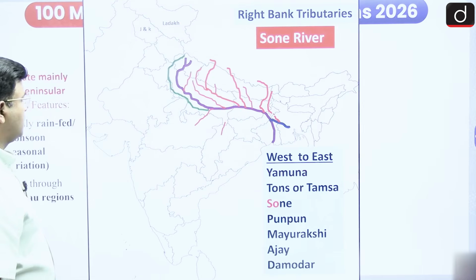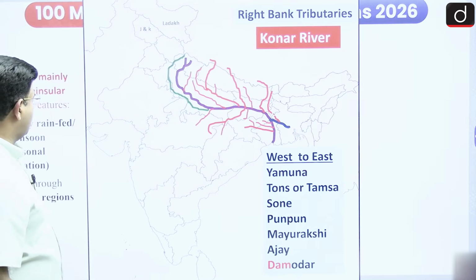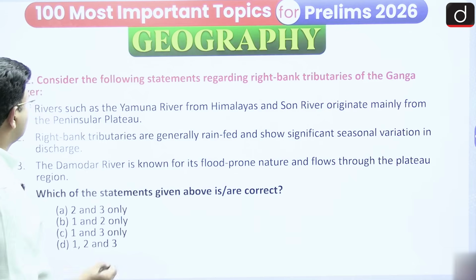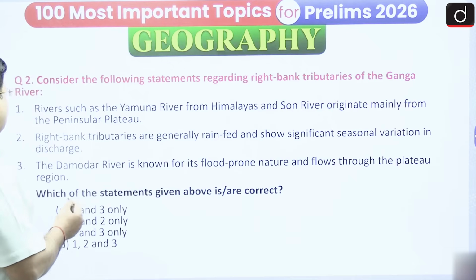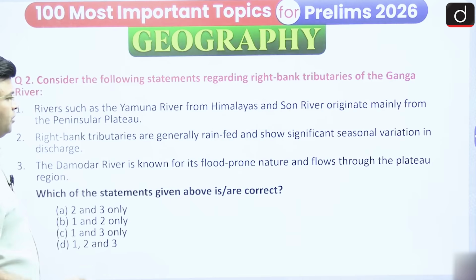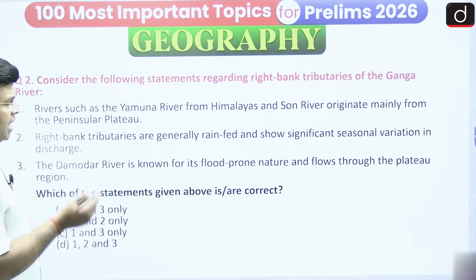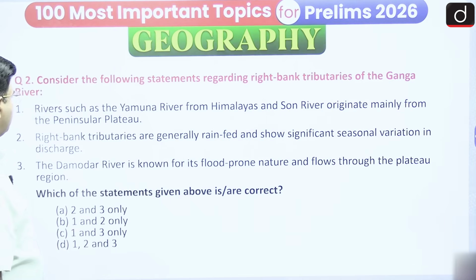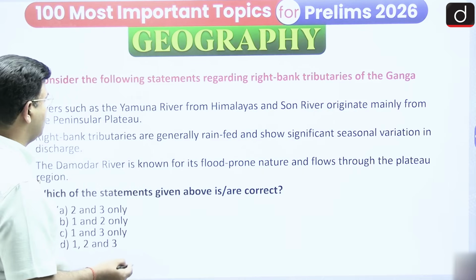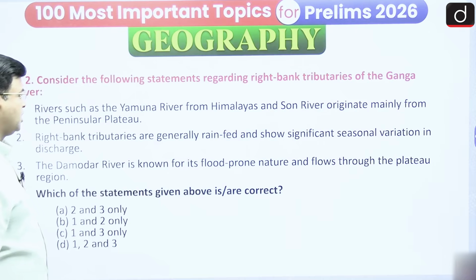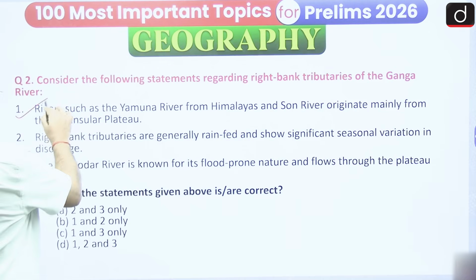Then another question: consider the following statements regarding right bank tributaries of the Ganga river. Rivers such as the Yamuna from the Himalayas and the Son originate mainly from the peninsular plateau. Yes, the Yamuna originates in the Himalayas, at the Yamunotri glacier near Gangotri, and the Son river originates from the Amarkantak plateau, which is part of the peninsular plateau. So this statement is correct.